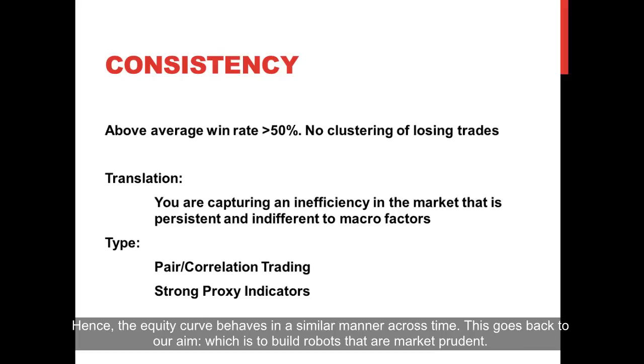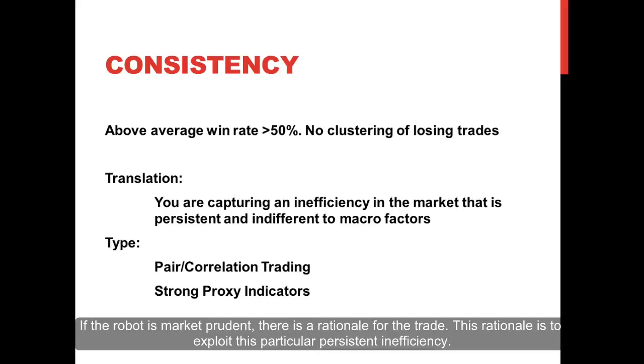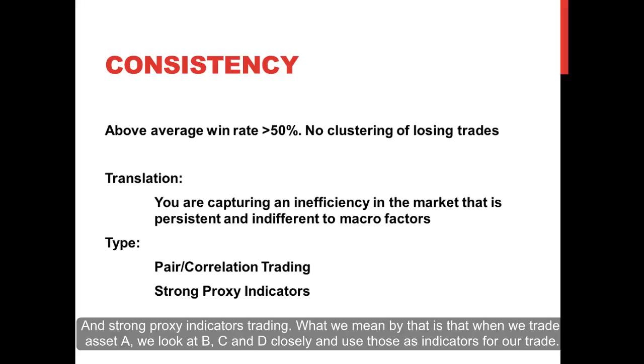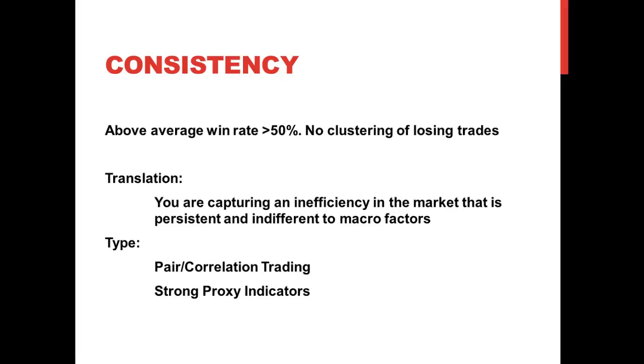This goes back to our aim, which is to build robots that are market prudent. If the robot is market prudent, there is a rationale for the trade, and this rationale is to exploit this particular persistent inefficiency. Types of strategies include hedge or market neutral strategies, like pair trading, correlation trading, and strong proxy indicators trading. What we mean by that is that when we trade asset A, we look at assets B, C, and D closely and use those as indicators for our trade.